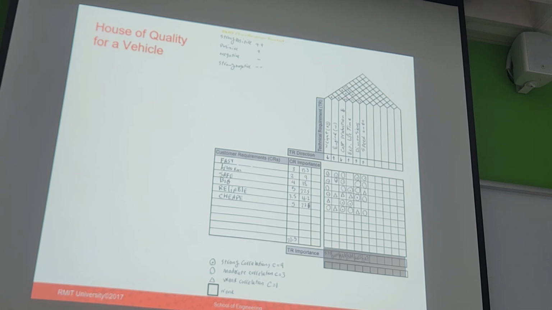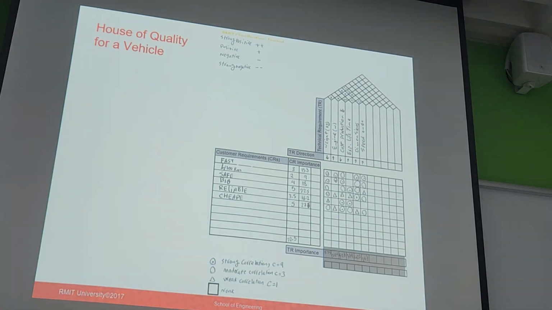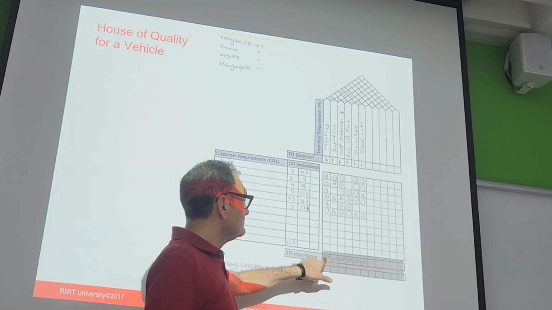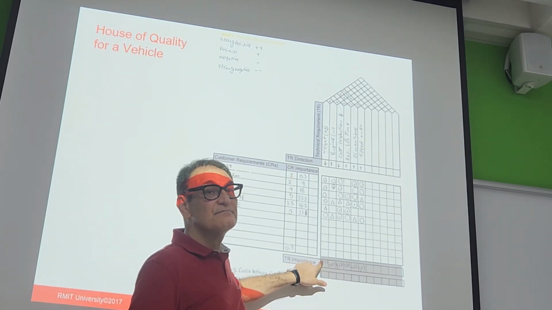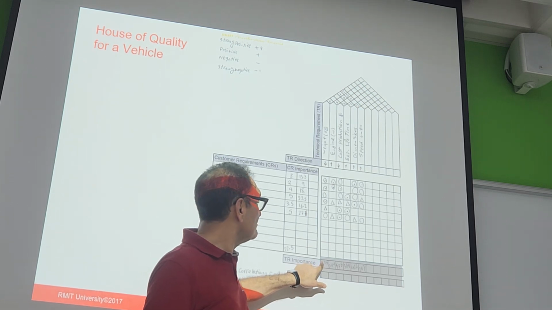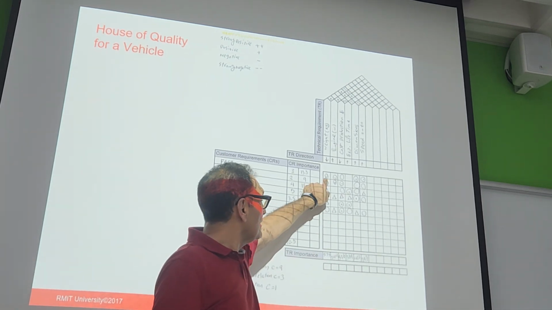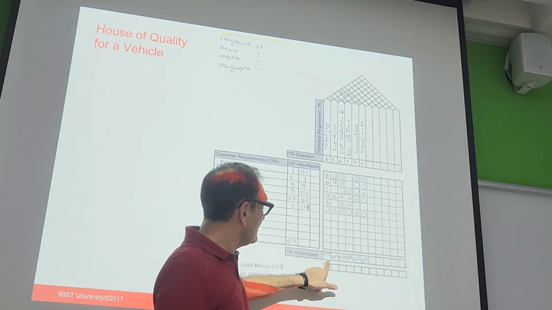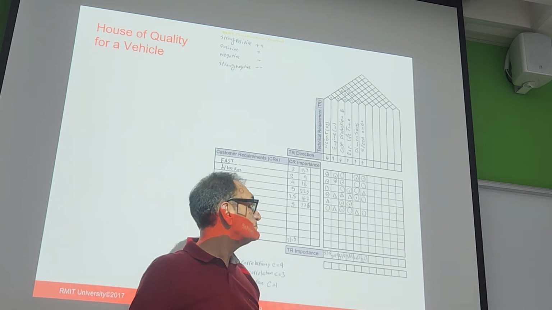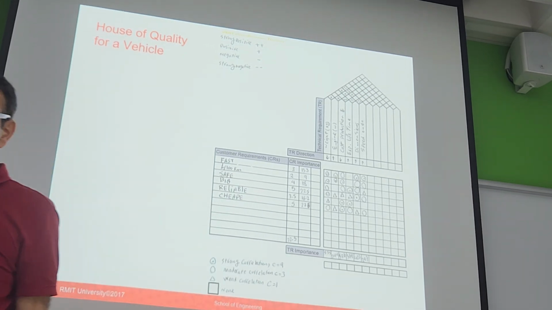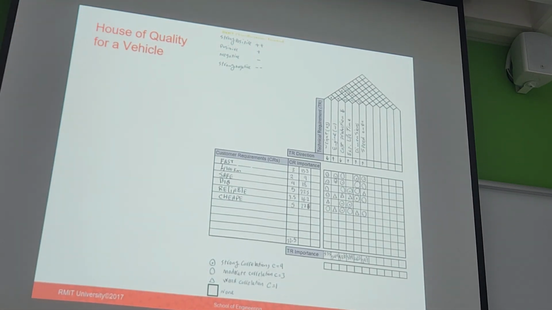Tell me, what should I do? The technical requirements importance. Importance. It means here. So how can I calculate this? It comes from what? Tell me. It comes from here. It comes from here. It comes from here. Multiply. Can you tell me how can I multiply them?